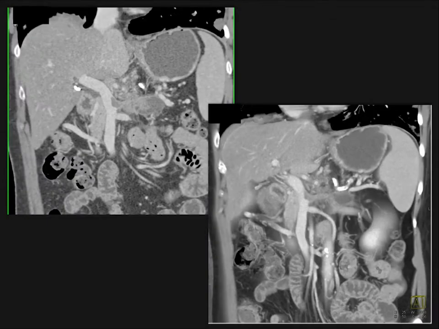And again, the coronal views really give you a good feel in both arterial and venous phase imaging. You just kind of oblique the images to get a really good plane through the pancreas, and you can see very nicely the extent of involvement.